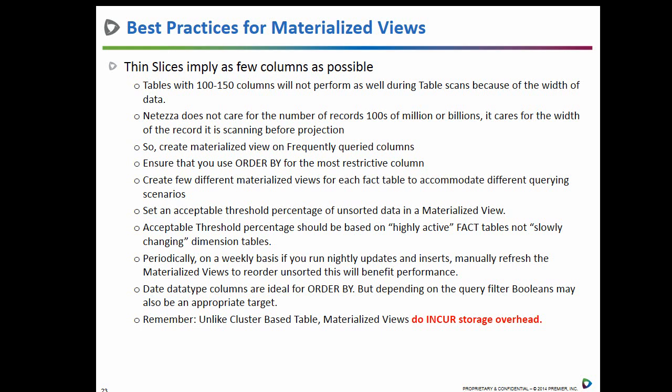Set an acceptable threshold for unsorted data, right? So I was talking about how load and insert operations will, because of Netezza's multi-versioning, because of its only logical deletes and logical updates, create at least some fragmentation of data. And how do we solve the problem of that fragmentation? We sort it by setting thresholds. This is system-wide. You cannot set it for one single table. So always try to use acceptable threshold percentages based on your highly active fact tables, not on slowly changing dimension tables. Periodically, on a weekly basis, manually refresh these or create a script that will refresh these tables.